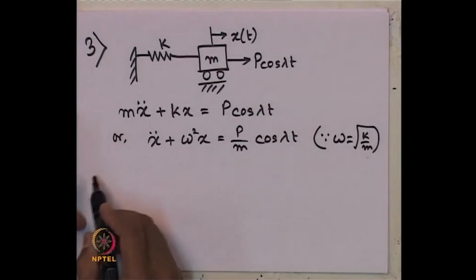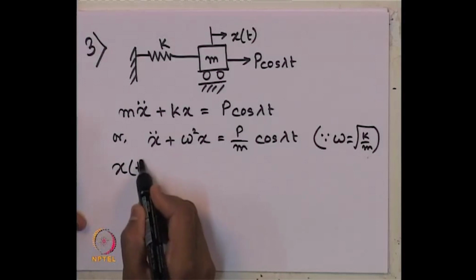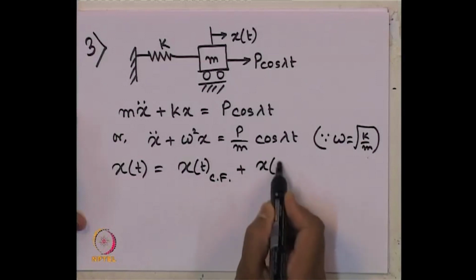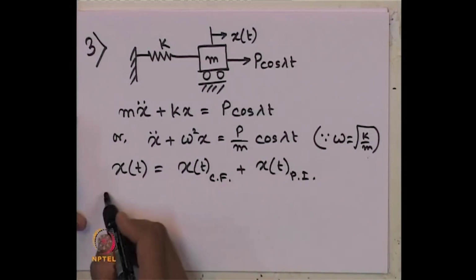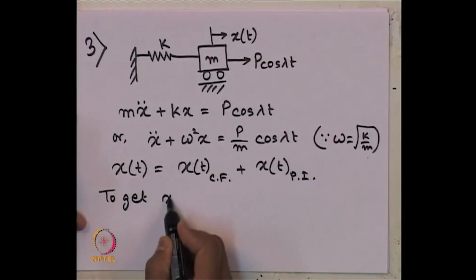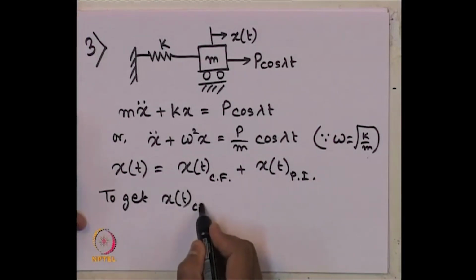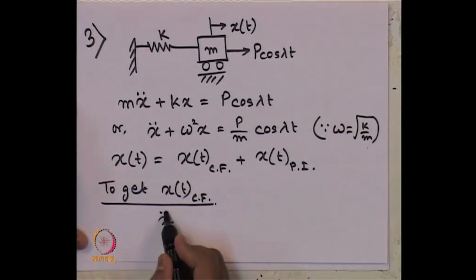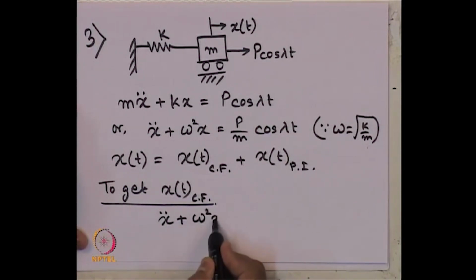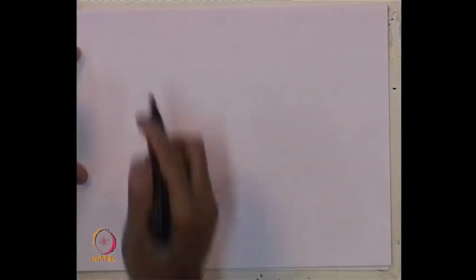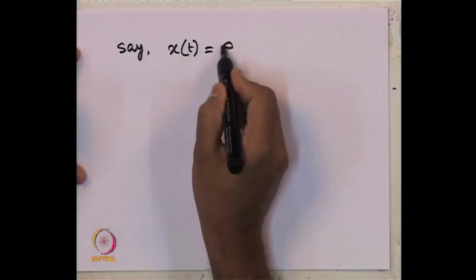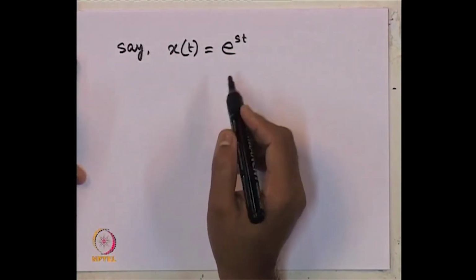Now, to get the solution, x of t is composed of x of t complementary function plus x of t particular integral. To get x of t complementary function, what we do? We equate it with 0. So, we can write down the equation x double dot plus omega square x equals 0. Now, let us say x of t equals e to the power s t is the form of the solution.